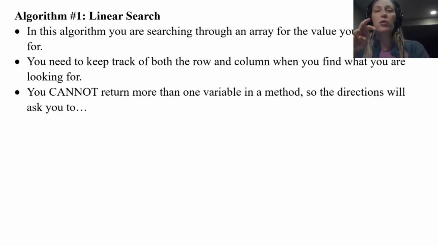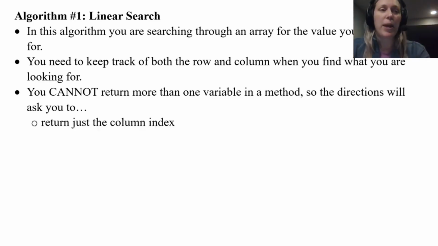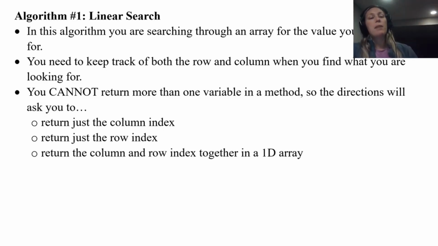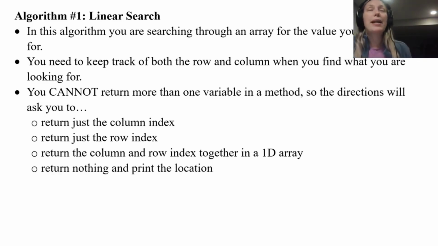Now, because you have to keep track of two things, and if you want to know the location of it, you can't return more than one variable in a method. So a lot of the time the directions will ask you a couple of different ways. Maybe just returning the column index or returning just the row index of what you're looking for. It might ask you to return them both together in a one-dimensional array, because you can return a single one-dimensional array with those two items. It might ask you to return nothing and just print the location. It might ask you to return it as a string. There are a lot of different ways they could ask.